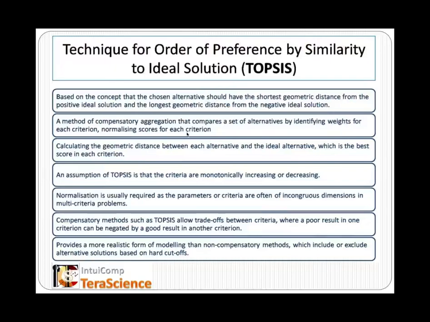And again, we can see that this means the same thing. We calculate the geometric distance between each alternative and the ideal alternative, which is the best score in each criterion. However, an assumption of TOPSIS is that the criteria are monotonically increasing or decreasing. So this is very important, because all of the criteria in TOPSIS have some ordinal relationship between them. I'll be emphasizing this, and I'll show you what this means in the next slide. So let me just show you.